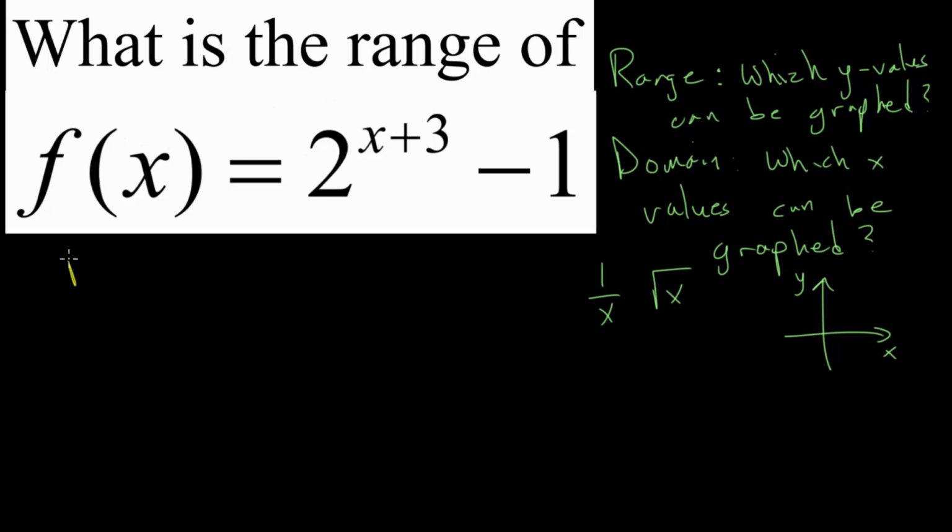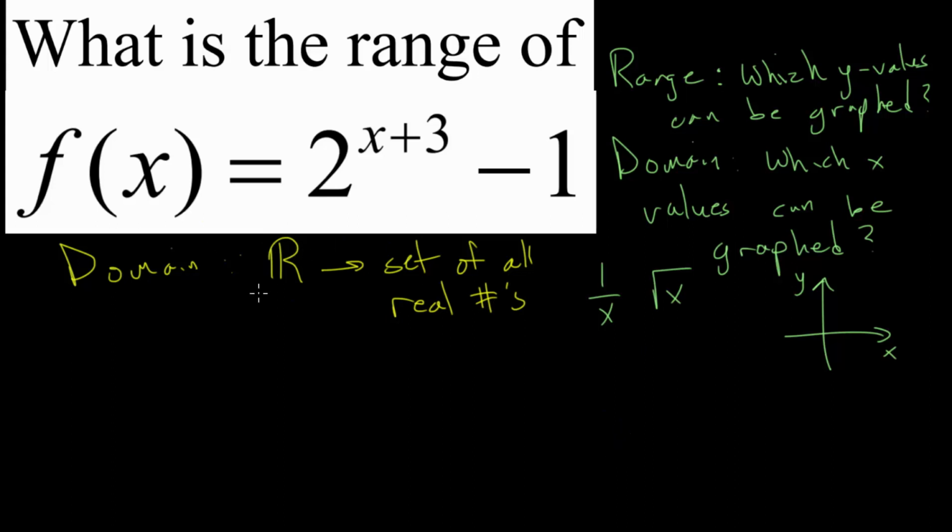So we can conclude that our domain is the set of all real numbers, which we can write using this symbol, which again just means the set of all real numbers. It's all of the numbers that are on the number line, not including complex numbers. So we're not extending that to the complex plane. This is just the set of all real numbers on that number line.